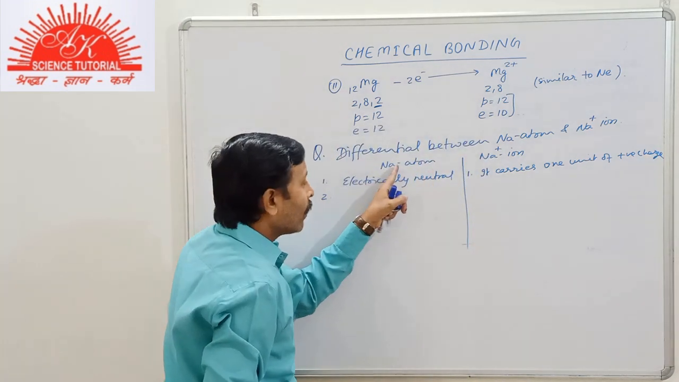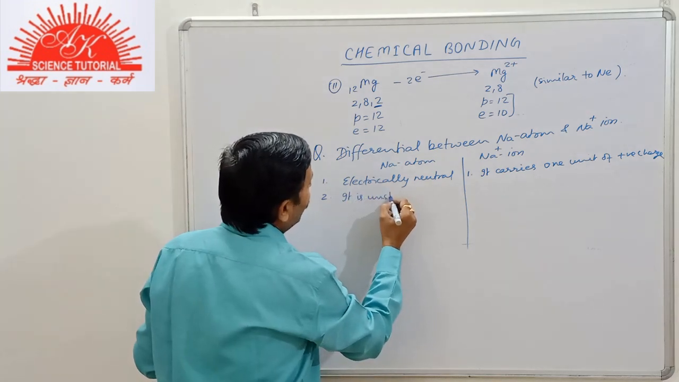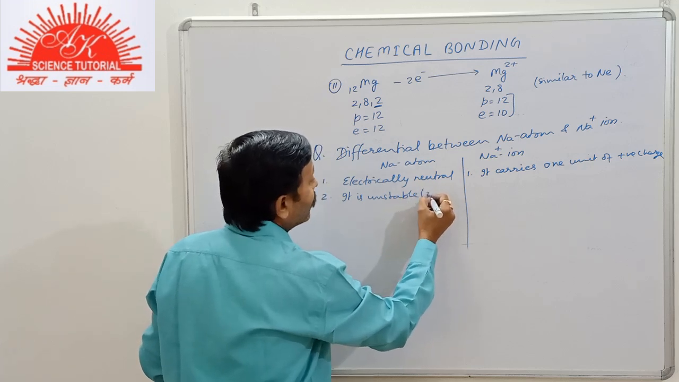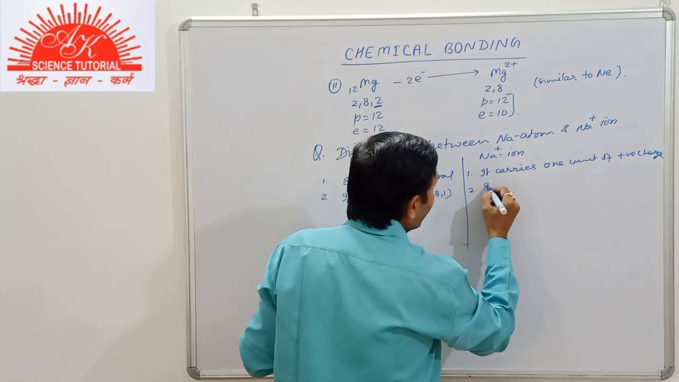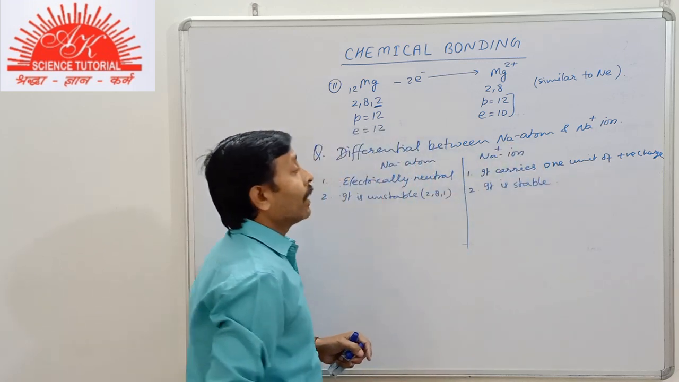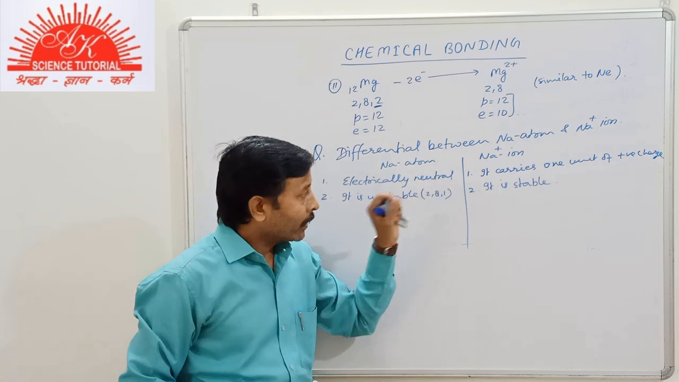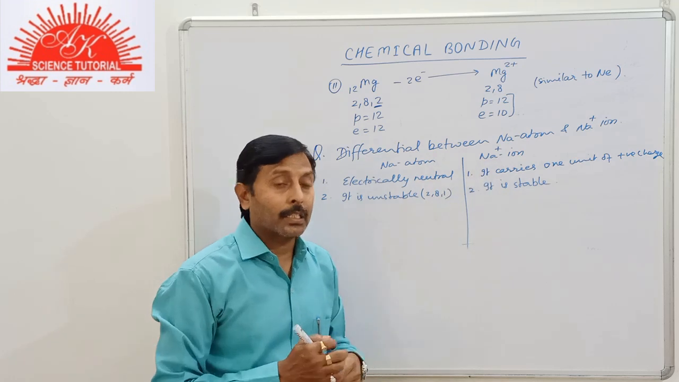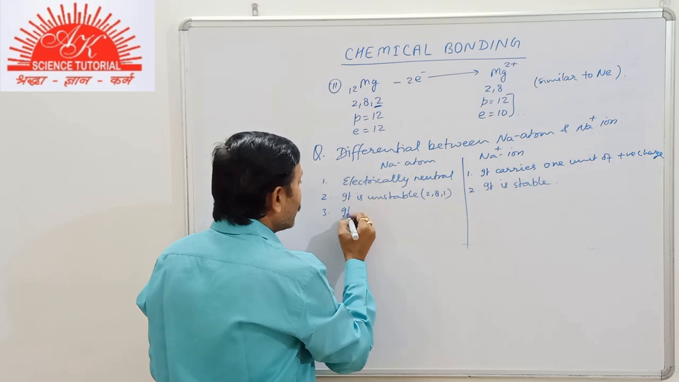Next, the atom is unstable, meaning that having configuration of 2,8,1, it is unstable, but the ion is stable. Since it is stable, it will have free existence in the combined state, that is in molten state. If an ionic compound is melted, it can have free existence. Third, next, the atom is more reactive.